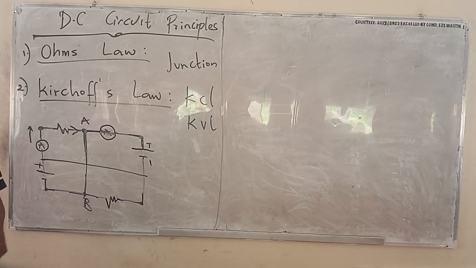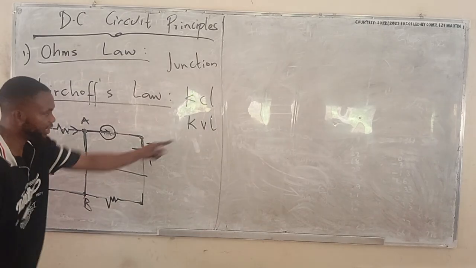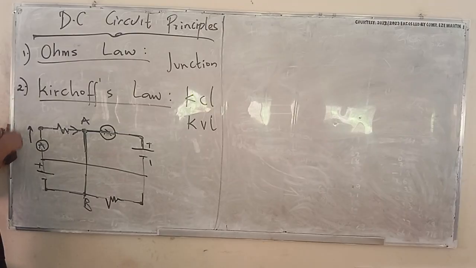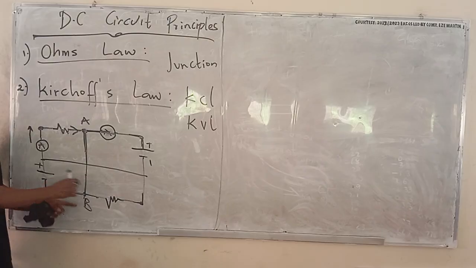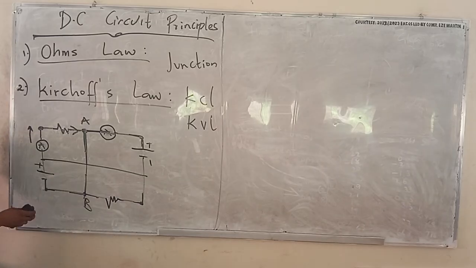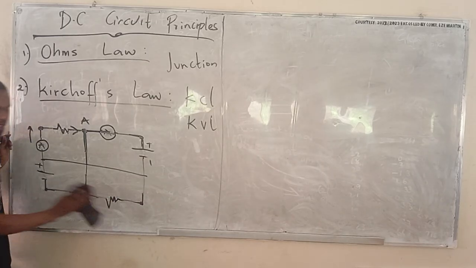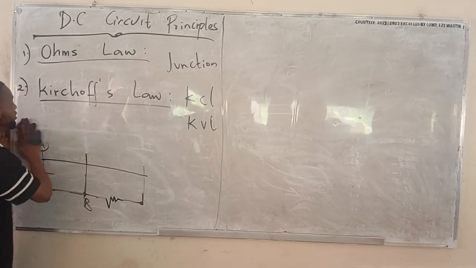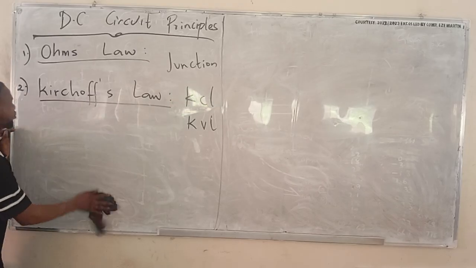The second rule is about voltage. It says that the sum of voltage in a circuit will always be equal to 0. The total voltage in a circuit will always be 0. Just note that. Remember, this is the introduction of this class. So that's for Kirchhoff's rule.